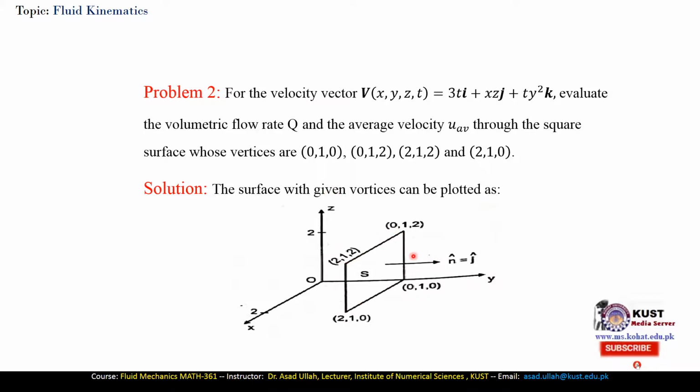So this is the surface of the given vertices. Now the normal to the surface is in the y direction, because this is the z axis, this is the x-axis and this is the y-axis. So the normal to this surface is along the y-axis, so that's why here we present n hat is equal to the unit vector j.